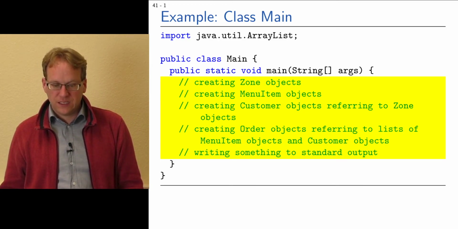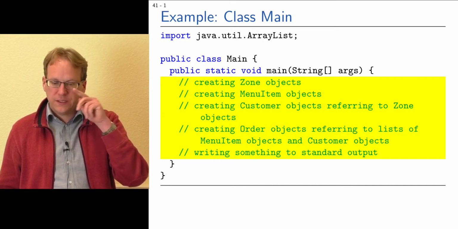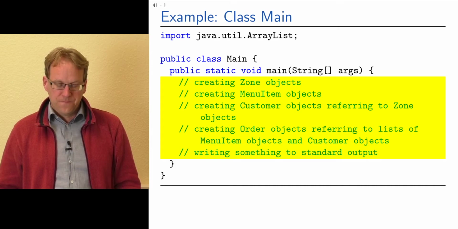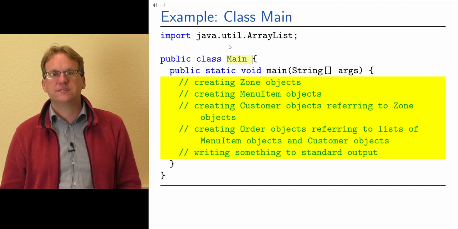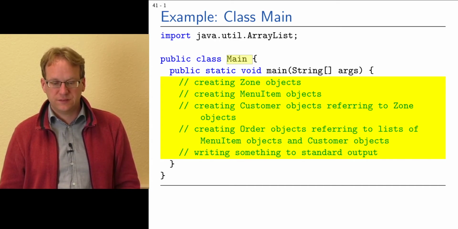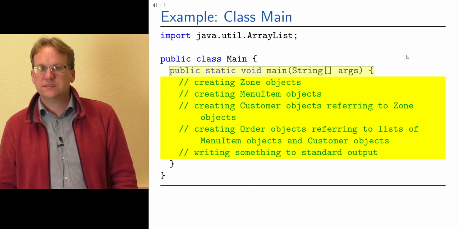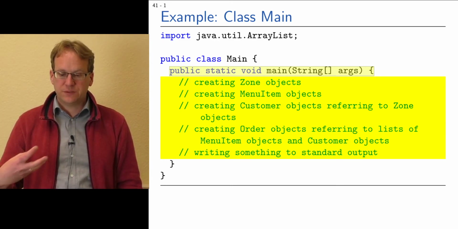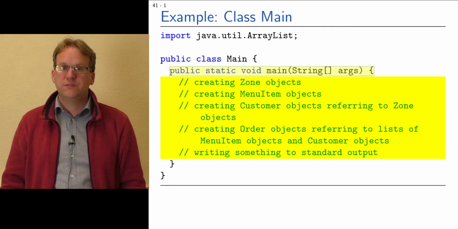Well, we have now these 4 classes, namely zone, menu item, customer, and order. And now I'm showing an example code to make use of these classes. For that I need another class which I call main. I could also call it test, to show you that this is a test class just for testing purposes. I have this public static void main method that exists in every Java program, and it's the method that is executed when the program is run. So when the program is launched, this method is invoked.